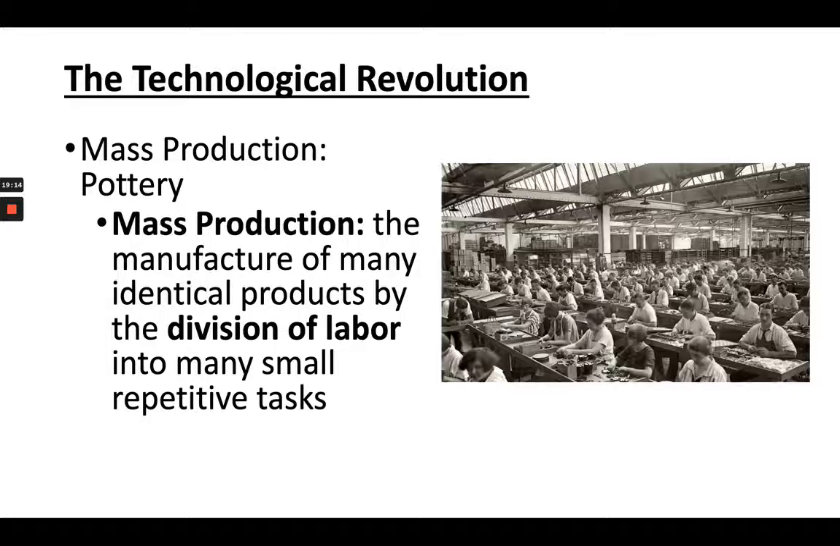So, let's start talking about mass production. Mass production is the manufacturing of many identical products by the division of labor. And the division of labor is simply a manufacturing technique that breaks down a craft into many small, repetitive acts that can be performed by unskilled workers. All right, so what does the combination of these things mean? Well, with mass production, you have the ability to produce lots of the same thing.